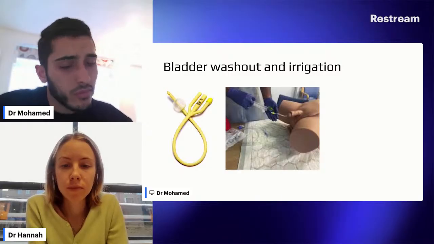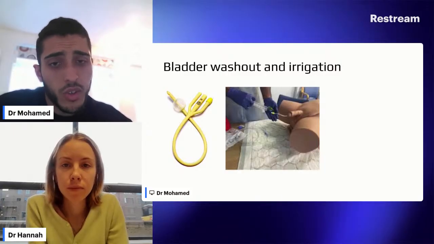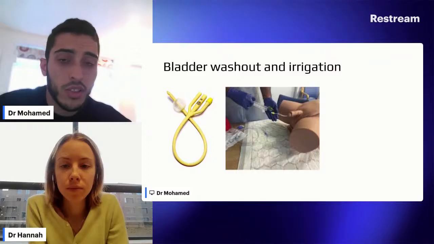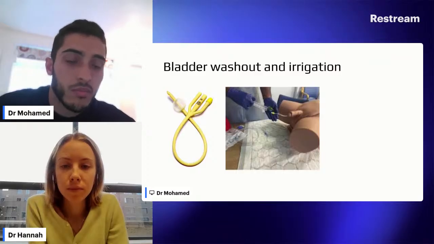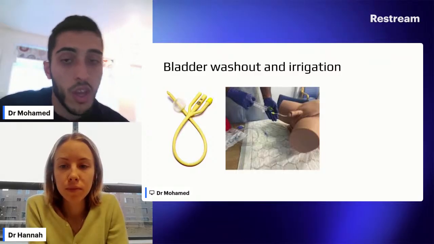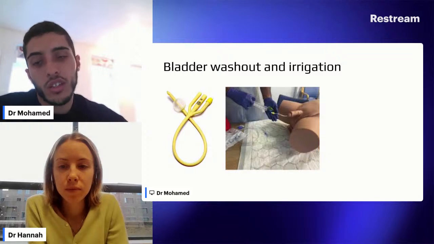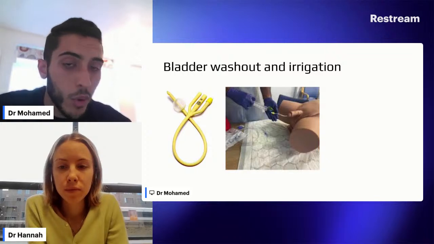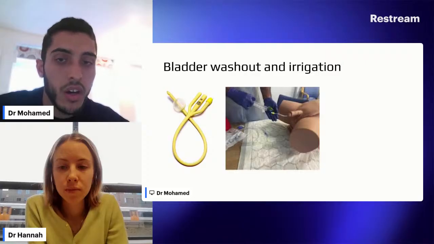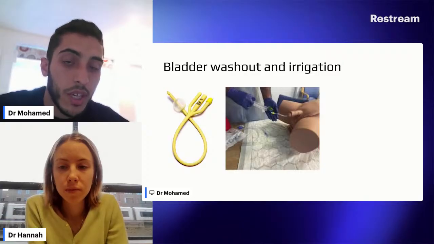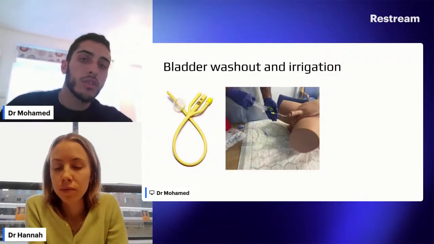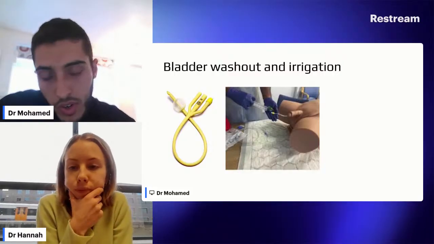Remember, a blood clot is not like a stone. It's not a hard, calcified material. It's just a bit of blood that's clotted up. So with water that's pushed in at high pressure, it can be broken apart into smaller pieces and fragments. And those fragments should be small enough to pass through the urethra and drain out.